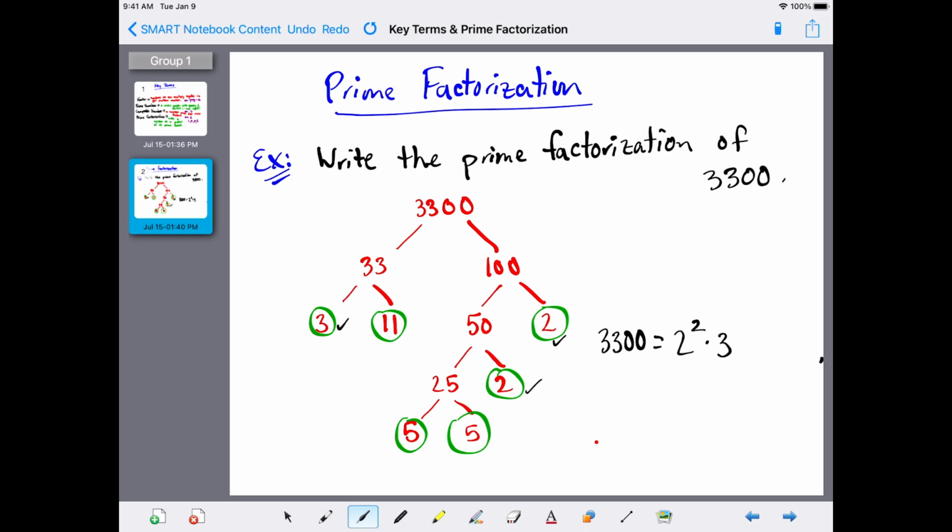And next we have 5, and there's 2 5's. So we can write multiplied by 5 squared. And then finally, we have 11. And we're finished. So the prime factorization of 3300 is just equal to 2 squared multiplied by 3 multiplied by 5 squared multiplied by 11. And you can double check at the end. Those prime factors need to multiply to give what you started with.